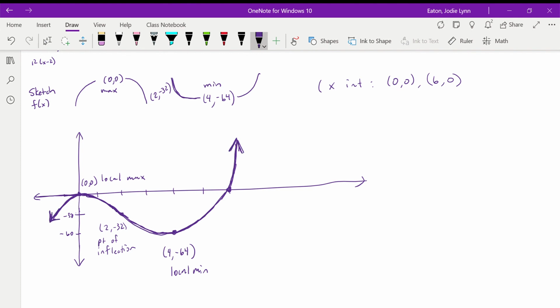And now I have a lovely and relatively accurate sketch of a curve with my minimums, maximums, and points of inflection in exactly the right place. Thank you, calculus.